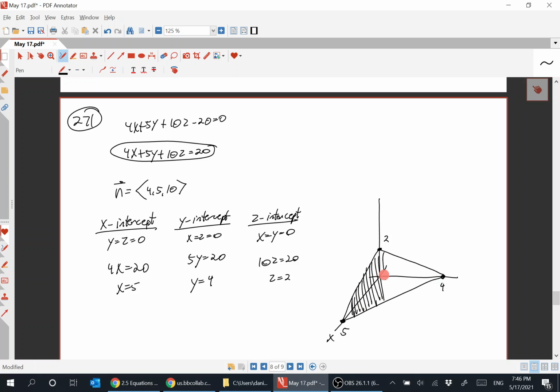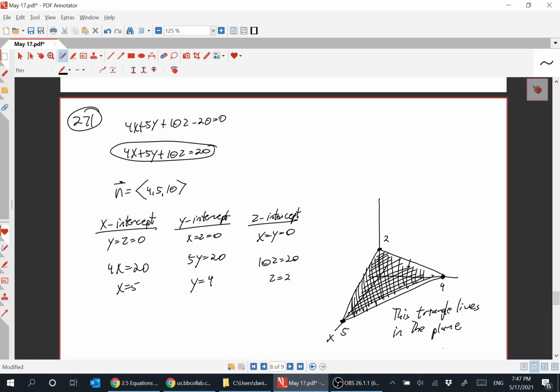It extends in all the different directions, but it's a convenient way of representing the plane. I'm not even going to draw the rest of it. I'm just going to leave it as that. So this triangle lives in that plane. It's the intersection of that plane with the first octant.